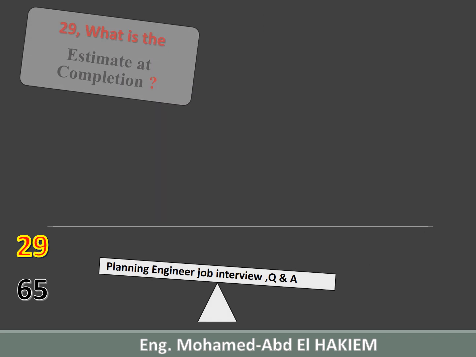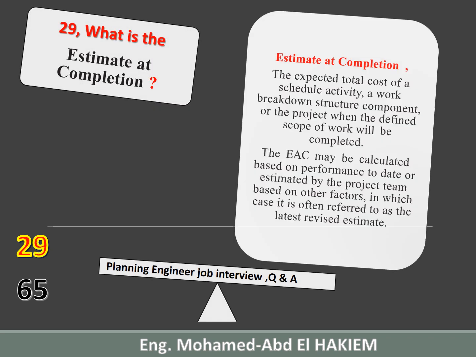29. What is the estimate at completion? Estimate at completion is the expected total cost of a schedule activity, a work breakdown structure component, or the project when the defined scope of work will be completed. The EAC may be calculated based on performance to date or estimated by the project team based on other factors, in which case it is often referred to as the latest revised estimate.